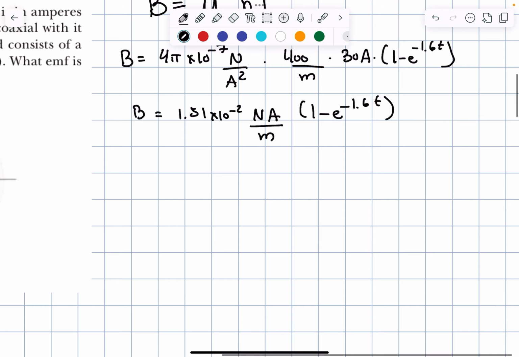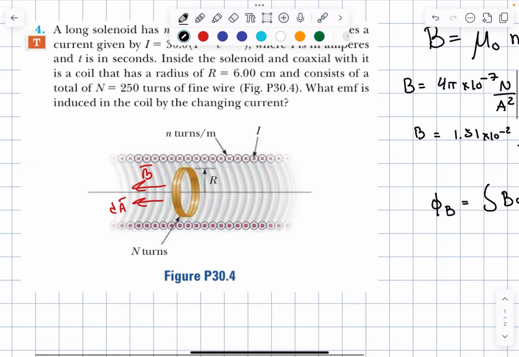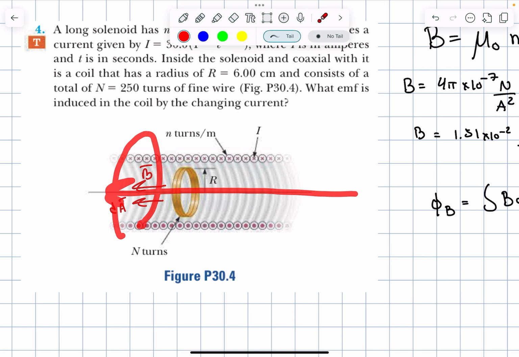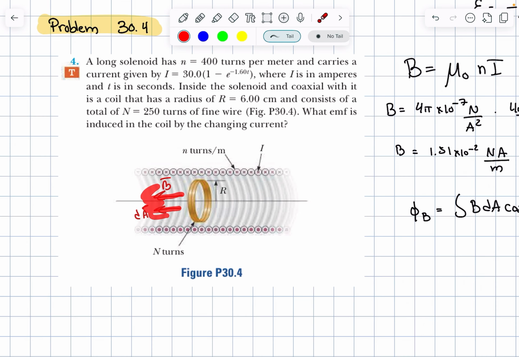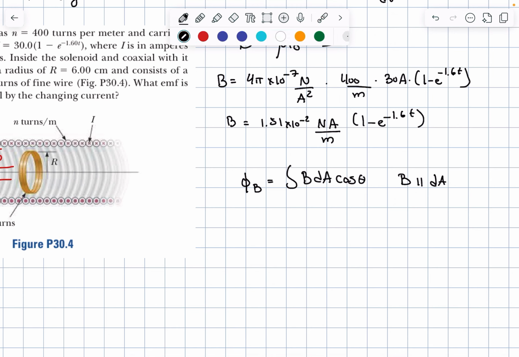So let's calculate phi B, where the flux is equal to the integral of B dA cos theta. Here we have B, our magnetic field, parallel to dA because we're trying to figure out what is the flux going through this little loop that has radius 6 centimeters, and the magnetic field going through it is the magnetic field caused by the solenoid itself. B is in this direction, dA is in this direction, it's all facing one direction, so that makes it really easy for us. So cos theta is equal to 1 because they're parallel, and phi B is just equal to B, because B is uniform, times the integral of dA, which is just equal to B times pi r squared.